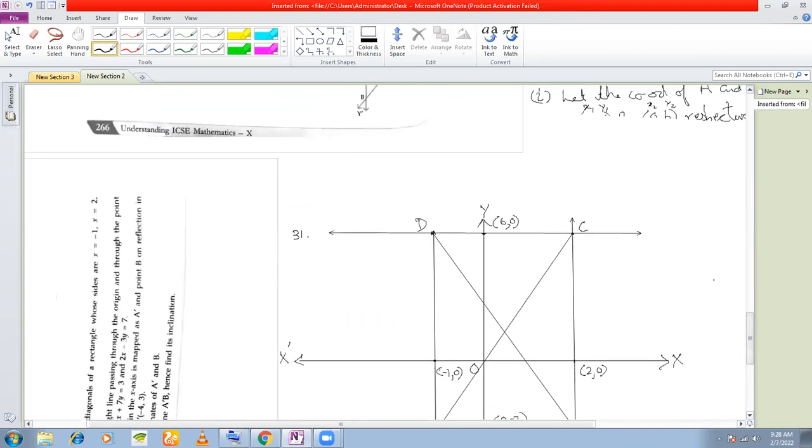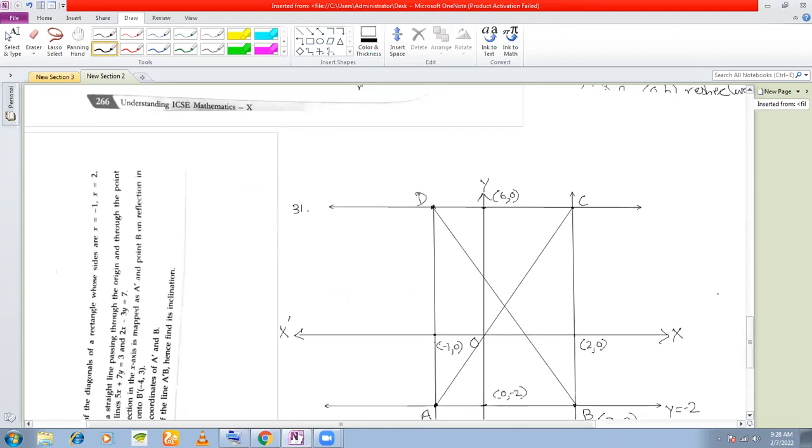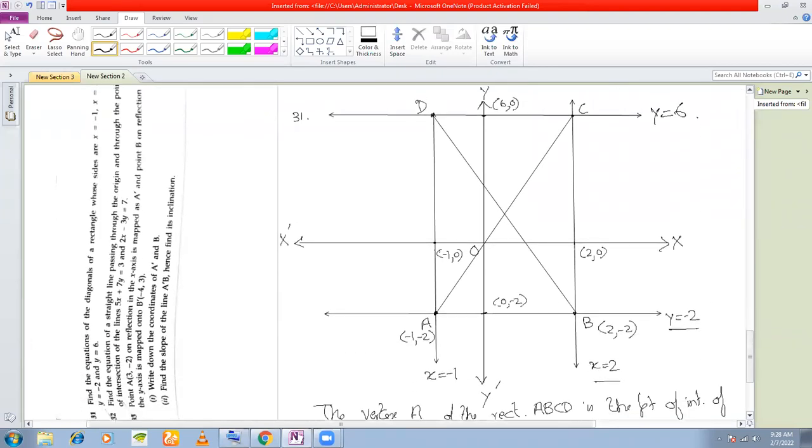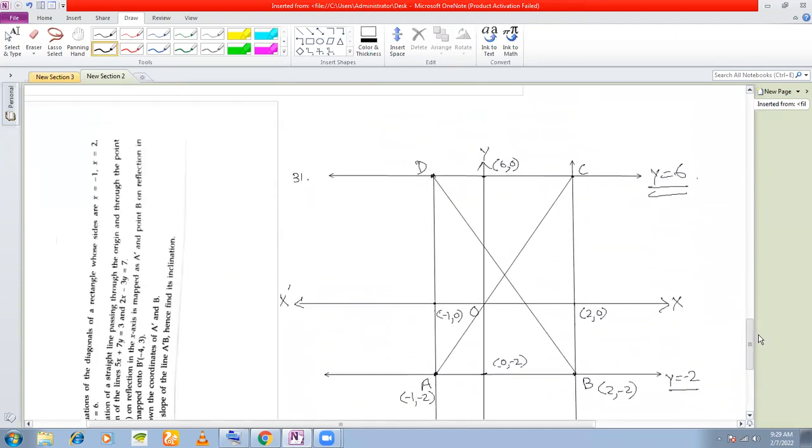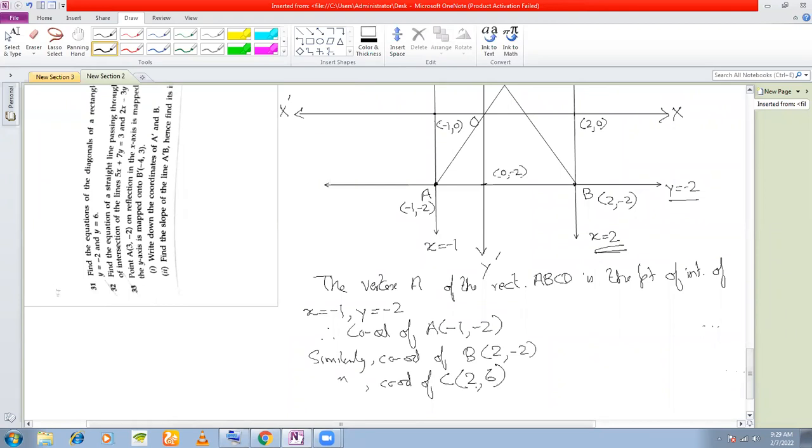Coordinates of C. C is the point of intersection of which lines? This line is y is equal to 6, right? And C is the point of intersection of y is equal to 6 and x is equal to 2, isn't it? So similarly, coordinates of C: x is equal to 2 and y is equal to 6. So 2, 6 is the point of intersection C.